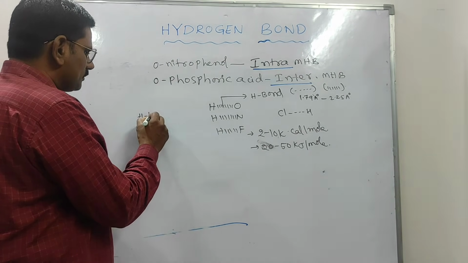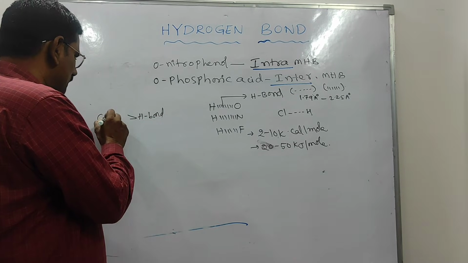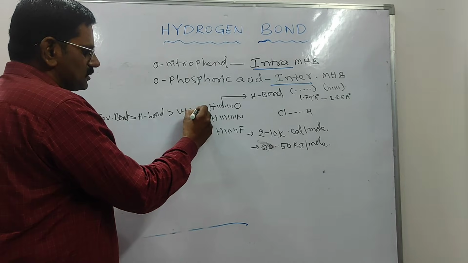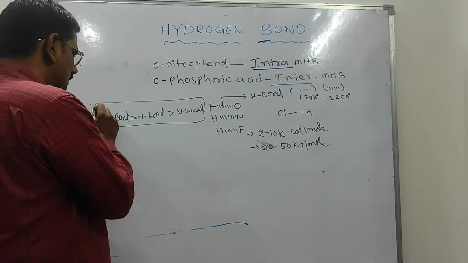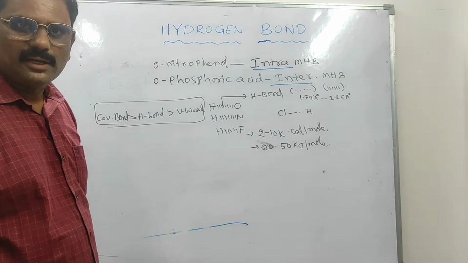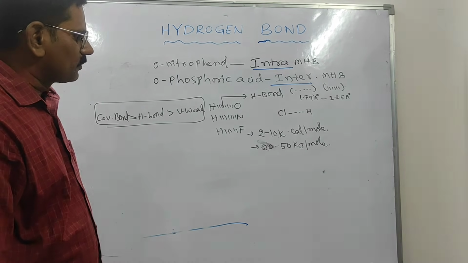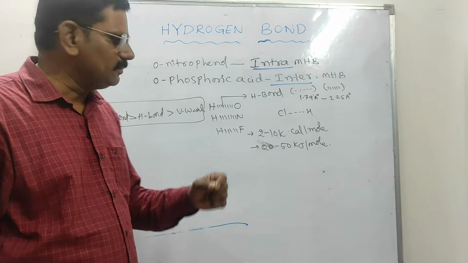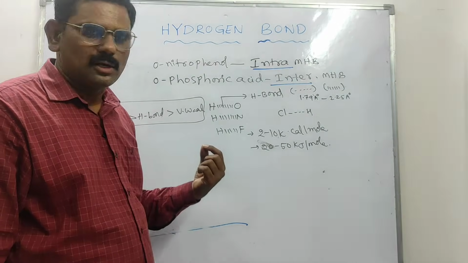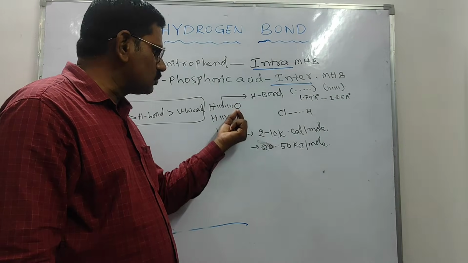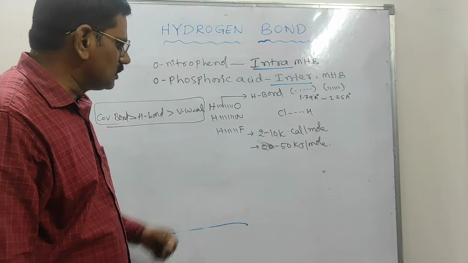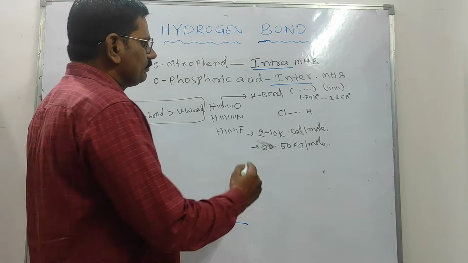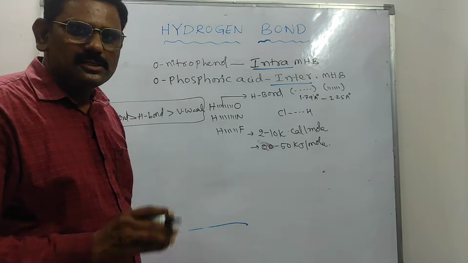Hydrogen bond is weaker than covalent bond and stronger than van der Waals forces. That is the order of force of interaction. So, what is hydrogen bond? Hydrogen bond is an electrostatic force of attraction between positively charged hydrogen in a polar molecule with highly electronegative atoms such as nitrogen, oxygen, fluorine, rarely with chlorine.